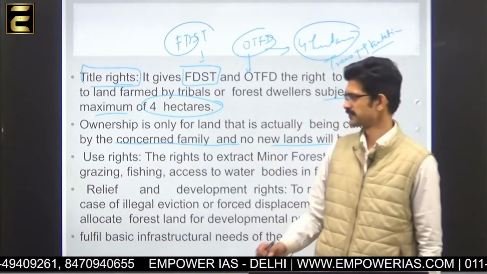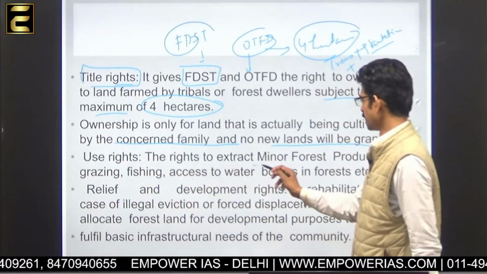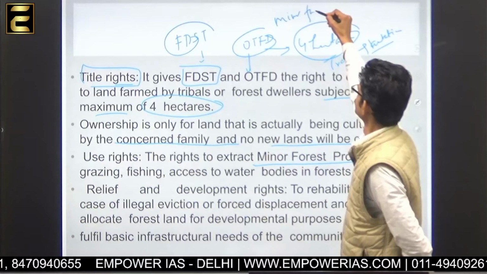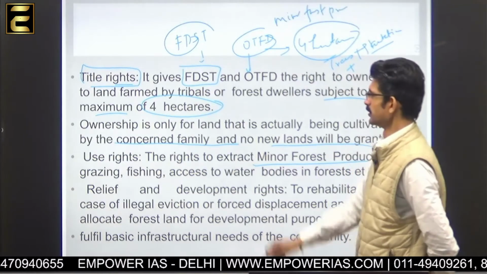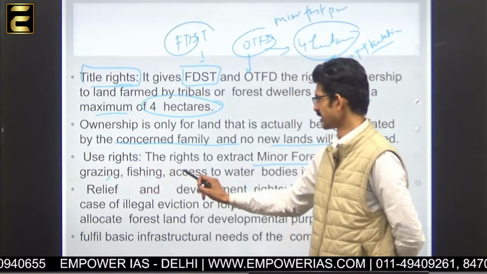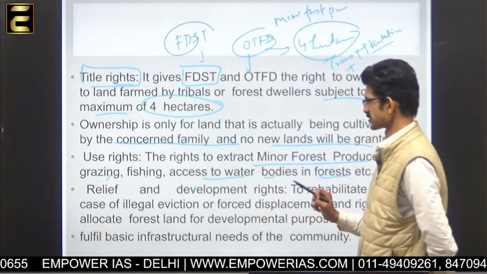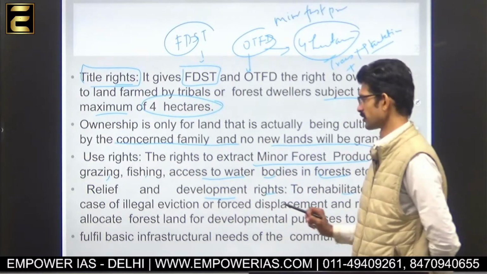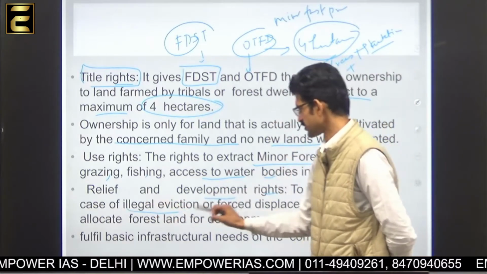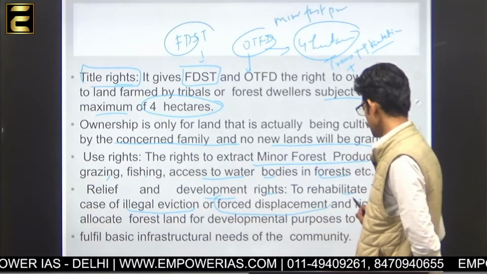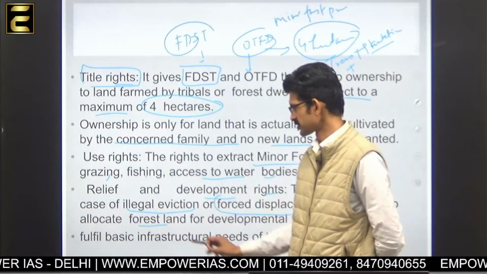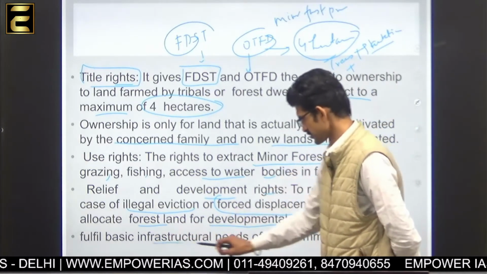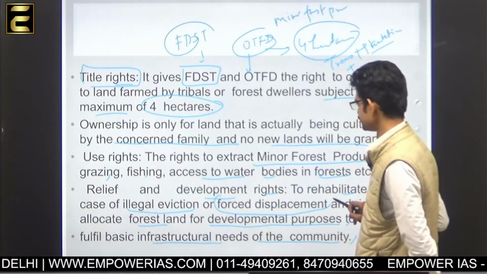Then provision for minor forest produce, and grazing, fishing, access to water bodies in the forest etc. was provided. Then relief and development rights were also provided for rehabilitation in case of illegal eviction or forced displacement, and rights to allocate forest land for development purposes to fulfill basic infrastructural needs of the community.